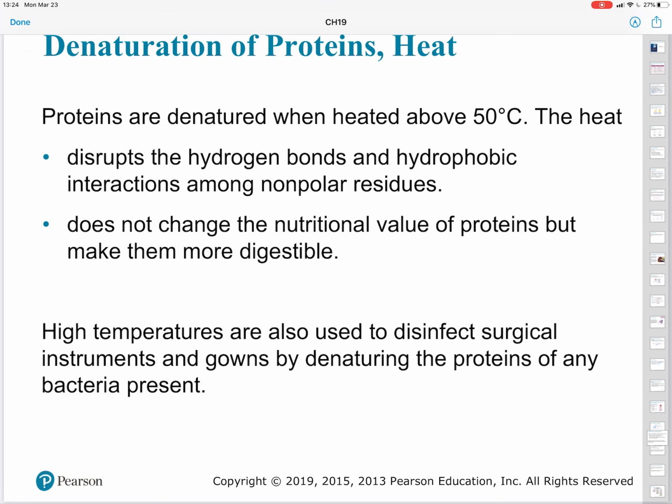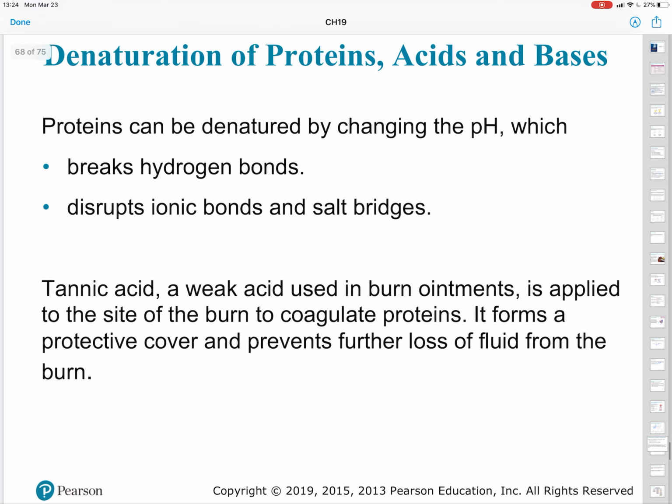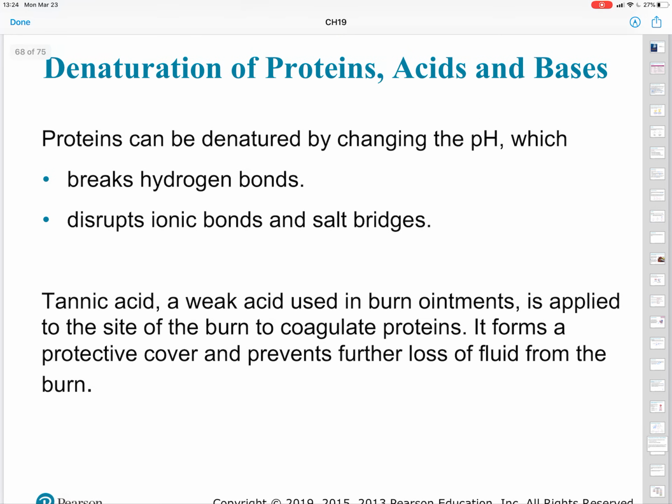So heat causes the hydrogen bonds and the hydrophobic interactions to stop being effective. If you're worried about if that makes it less nutritional, it doesn't. It does make it easier to eat. This is why we autoclave instruments, so if any bacteria or any kind of microorganisms are on there, just high heat causes their enzymes and usually their whole bodies to sort of just melt, but it at least kills them. Changing the pH, I mentioned, will also break the hydrogen bonds, but it mainly disrupts the ionic bonds and the salt bridges.